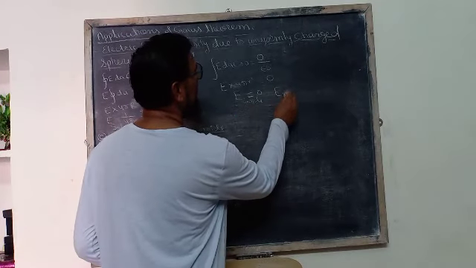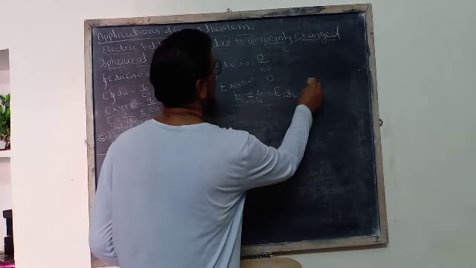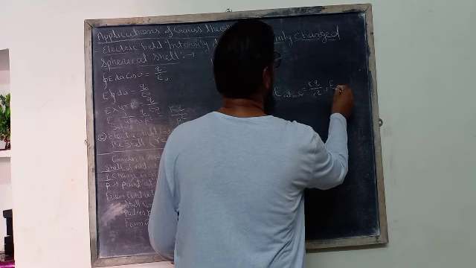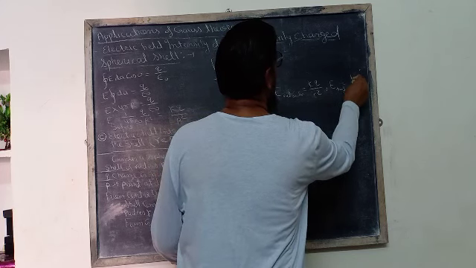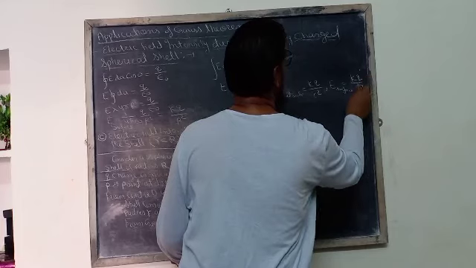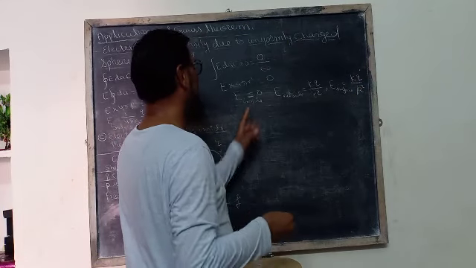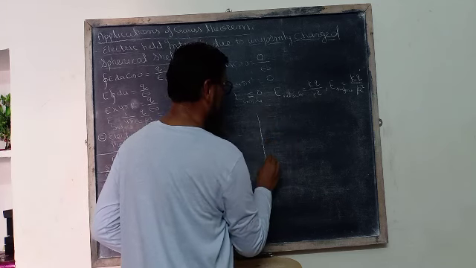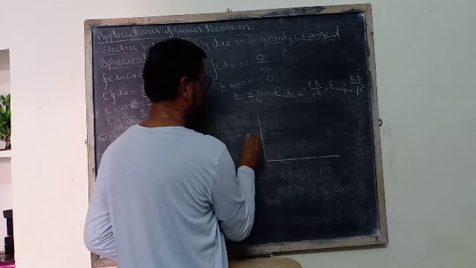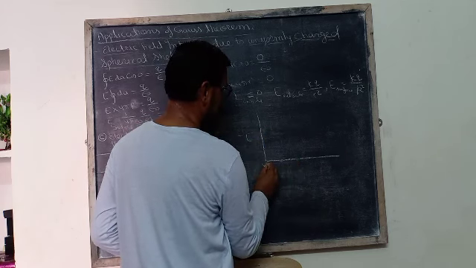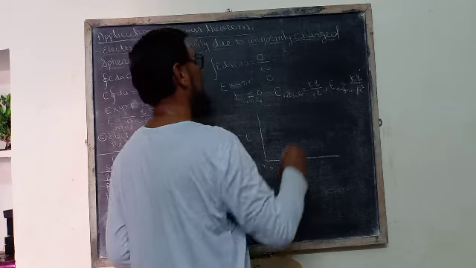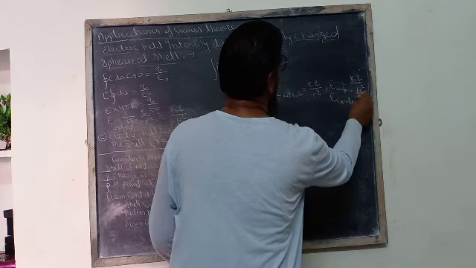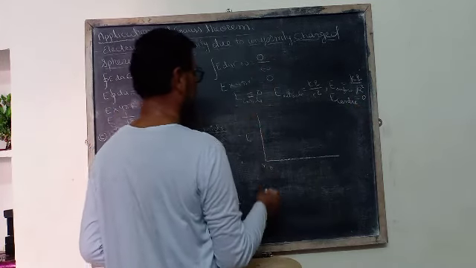Outside the surface, the electric field intensity will be kq upon small r square, and the electric field intensity on the surface of the shell is kq upon capital R square. This is the maximum electric field intensity, and inside the shell it is 0. If we draw a curve for that, here we consider electric field intensity. This is r equal to 0 at the center of the shell, and at the center the electric field intensity will also be equal to 0.